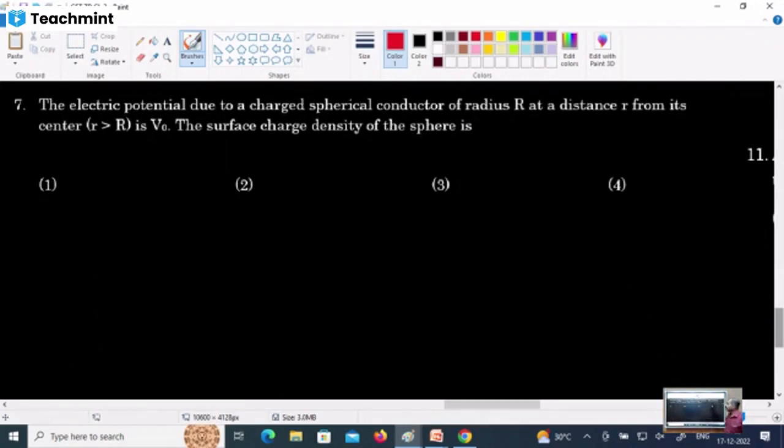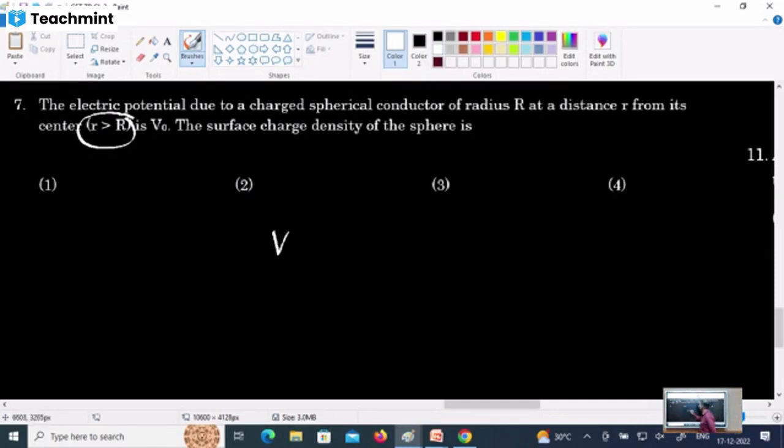Question number 7. The electric potential due to a charged spherical conductor of radius R at a distance small r from its center, where r is greater than capital R, is V naught. I am not able to display the 4 choices, because they were in equation form and when I pasted them, the 4 choices got dropped. However, in the printout given to you, we have printed all 4 choices, so please notice that. The surface charge density on the sphere is what is asked.